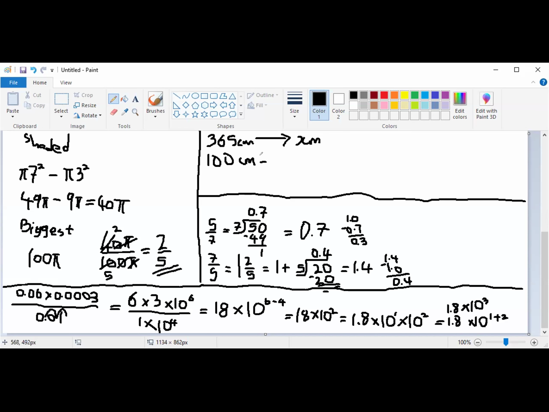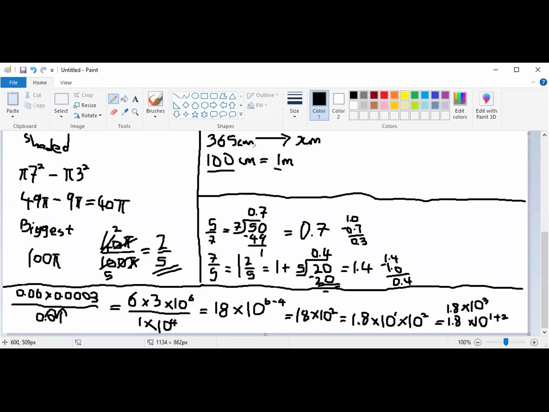100 centimeters equals one what? Equals 1 meter. Now I want you to see what I'm going to do now. You just observe. 100, 1. You have a bigger number here, you have a smaller number here.